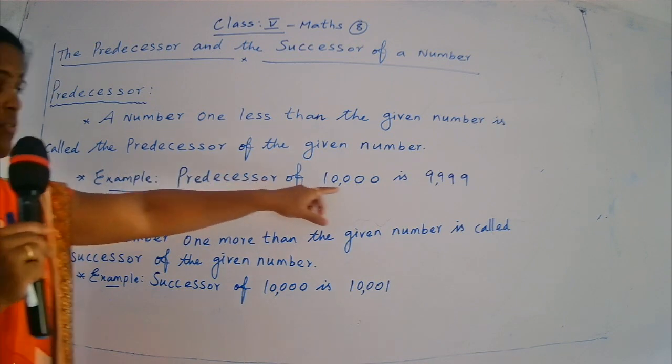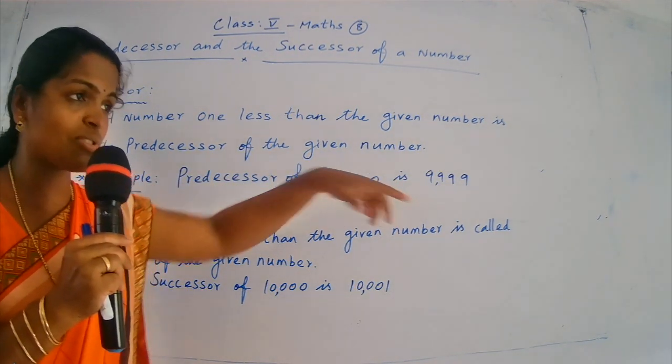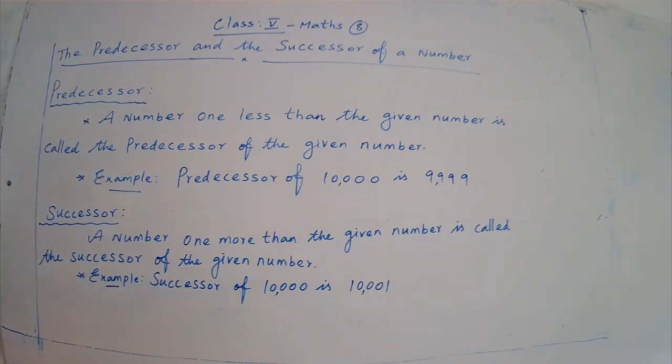10,000 minus 1, how much? 9,999 only. So the predecessor of 10,000 is 9,999. A number 1 less than the given number is called the predecessor of the given number. Okay children, do you understand? Now we come to successor.